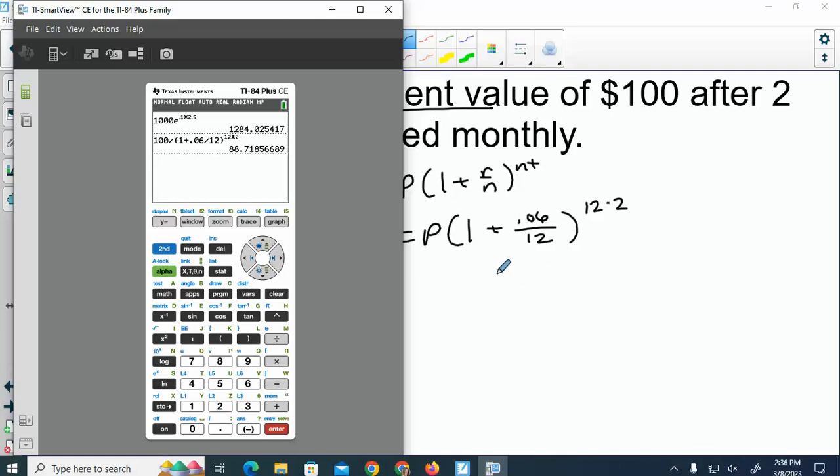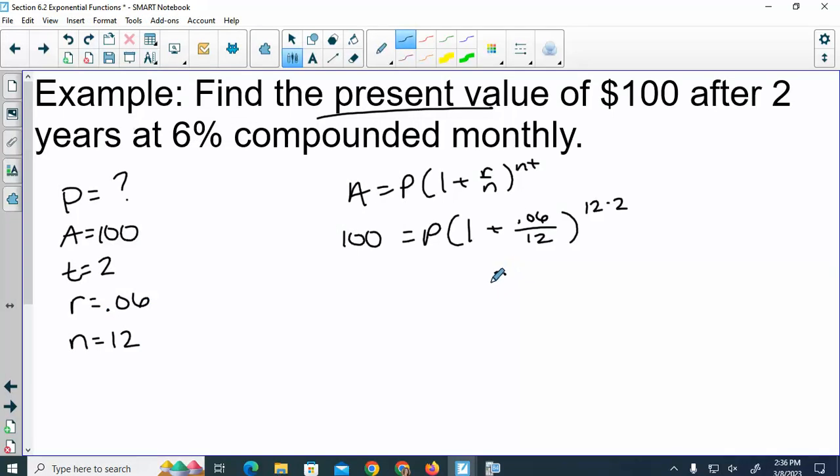So we get 88.72. So $88.72 would be the present value, the amount right now.